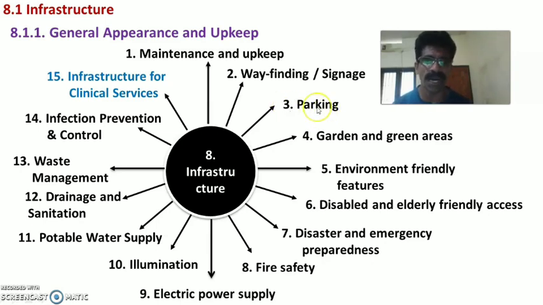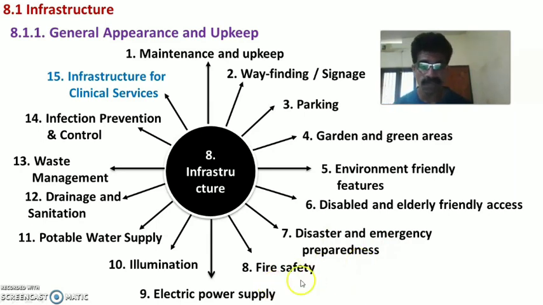Parking facility. Third one is parking facility at the sub-center. Garden and green areas, greeneries in the sub-center. Environmental friendly features, that includes rainwater harvesting, using solar, etc. Disabled and elderly friendly access. Elder people or disabled people, what are the facilities available in the sub-center? That is special facilities in the corridor, in the staircase, etc. So disabled and elderly friendly access, that is 6th. 7th one is disaster and emergency preparedness. That is what are the facilities available for the disaster and emergency preparedness at the sub-center.